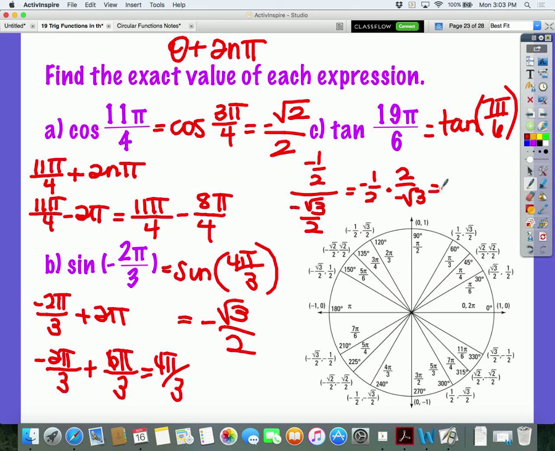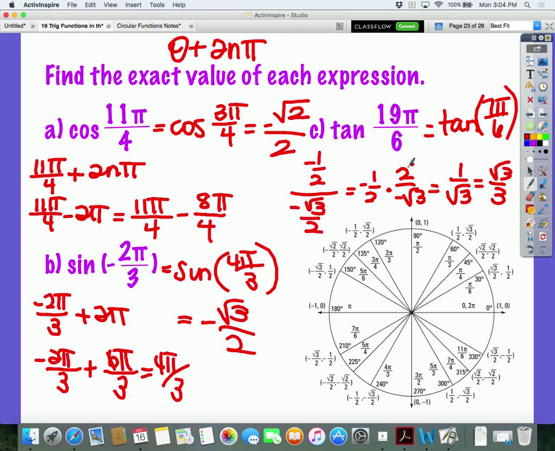And we're going to have to what? Rationalize. So what is our answer? So that is the tangent of 19 pi over 6. You have to rationalize because you'll have a fraction within a fraction. So you have to simplify that. That's where this part came from.